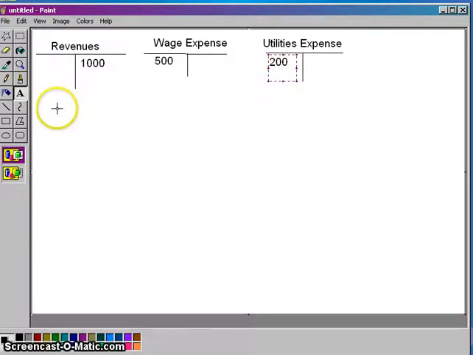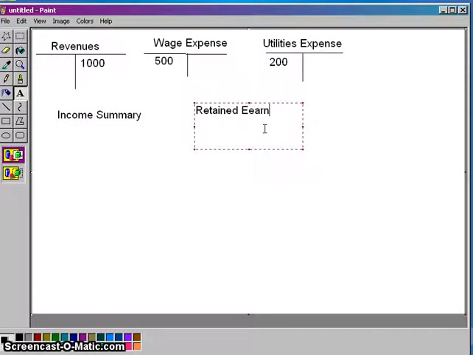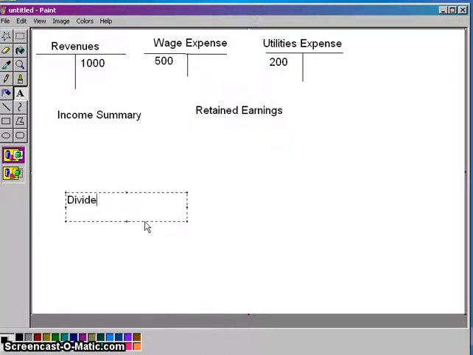Okay, and I'm also going to make one more T account, well actually a couple more. I'm going to make a T account called income summary, as well as a T account for retained earnings. And last but not least, we're going to have a T account for dividends. I'm going to put you on pause while I draw my T's.